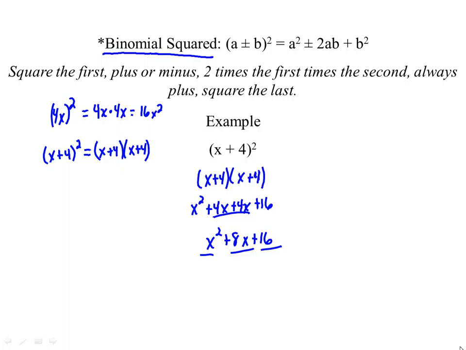You're going to take that first term and square it. And then you're going to match the sign that's in your problem. And then if I multiply 4 times x, what do I get? 4 times x is 4x, double it, times 2. 4x times 2 is 8x. Always plus, square the last. Square, double, square. Just please don't tell me the answer to that is x squared plus 16.